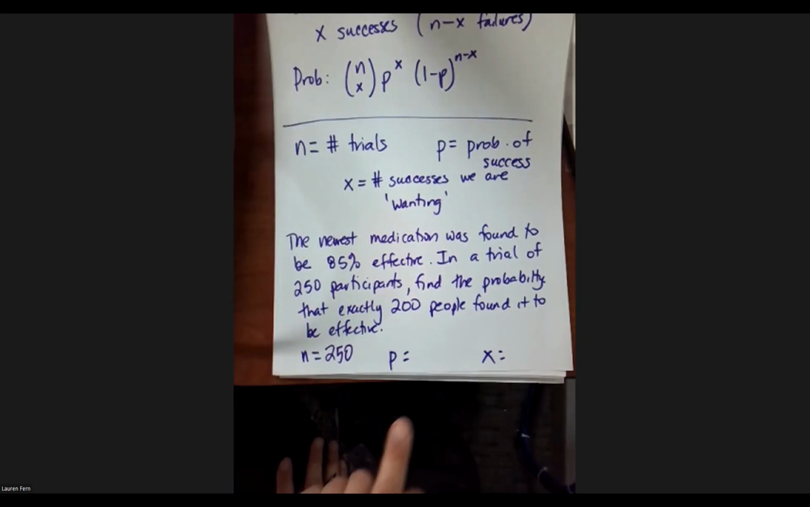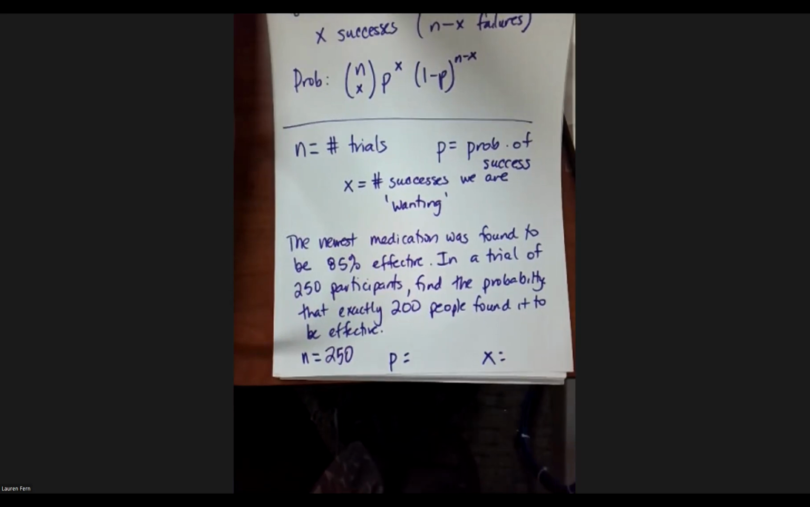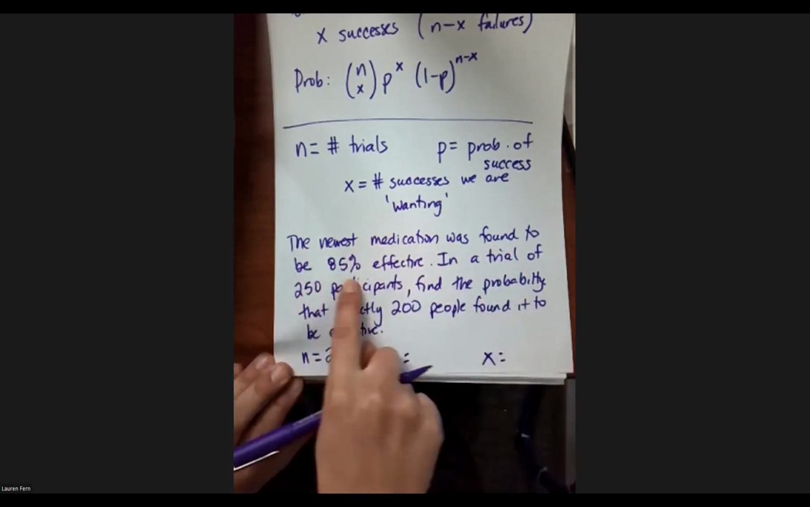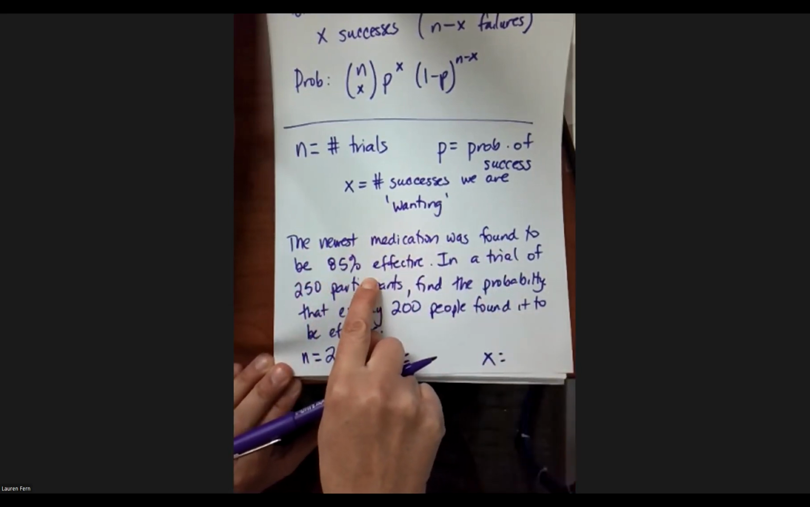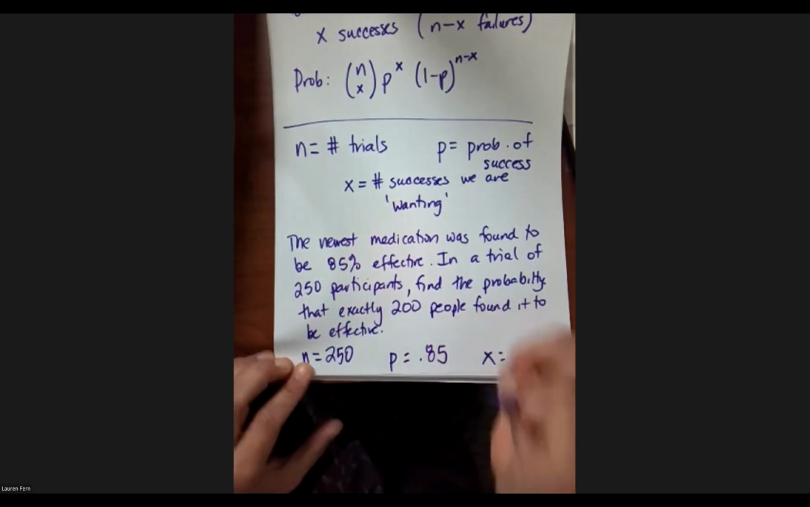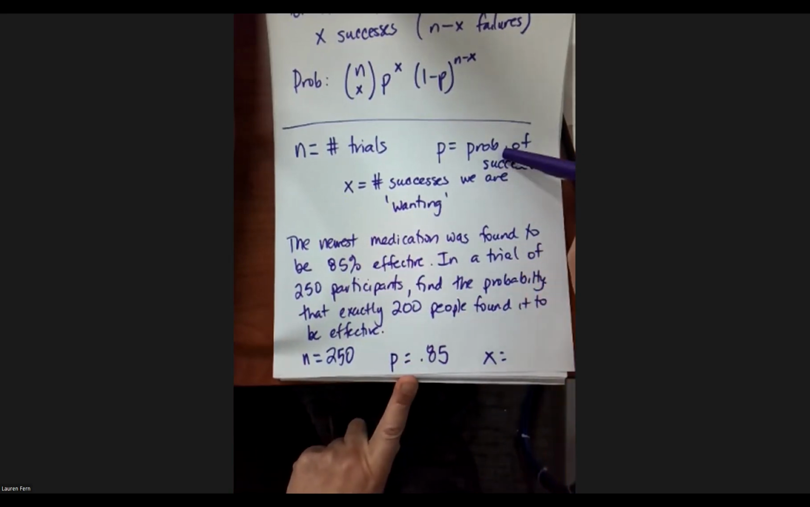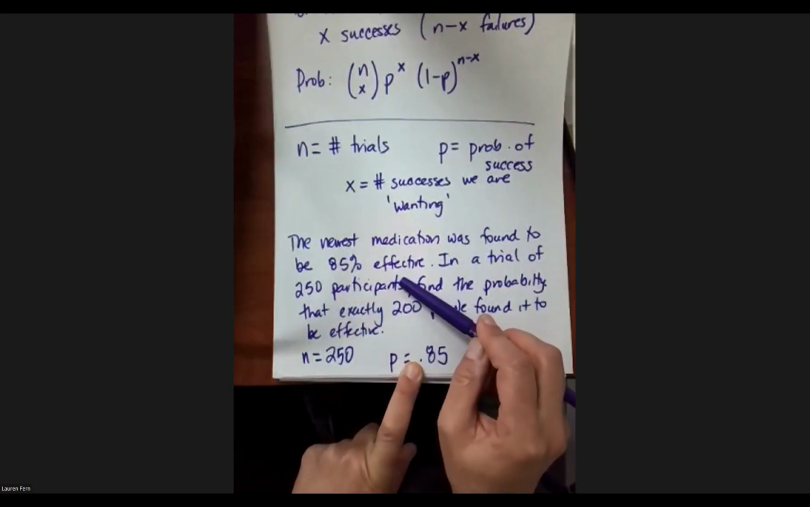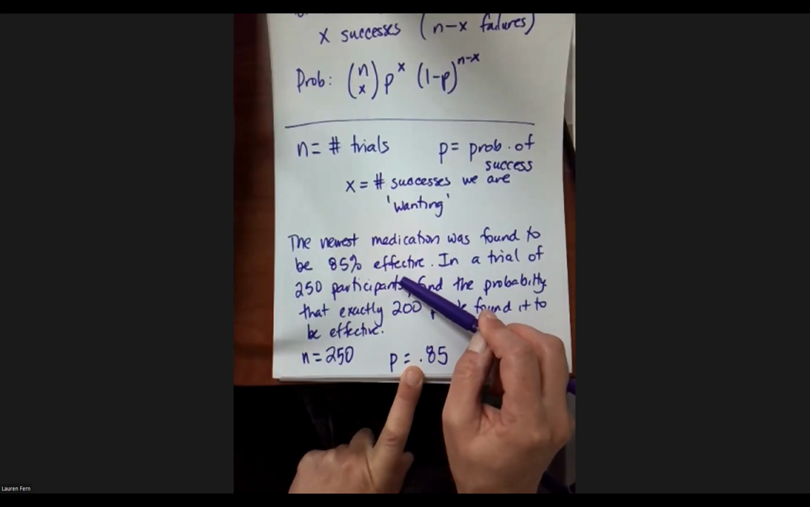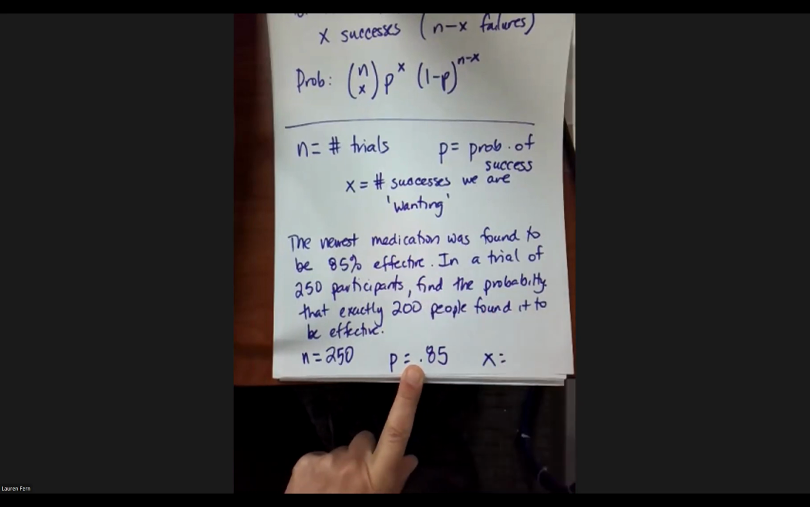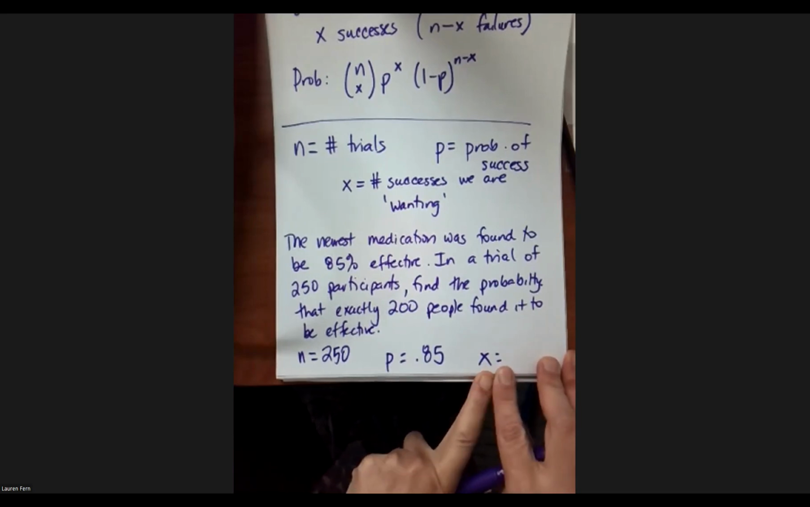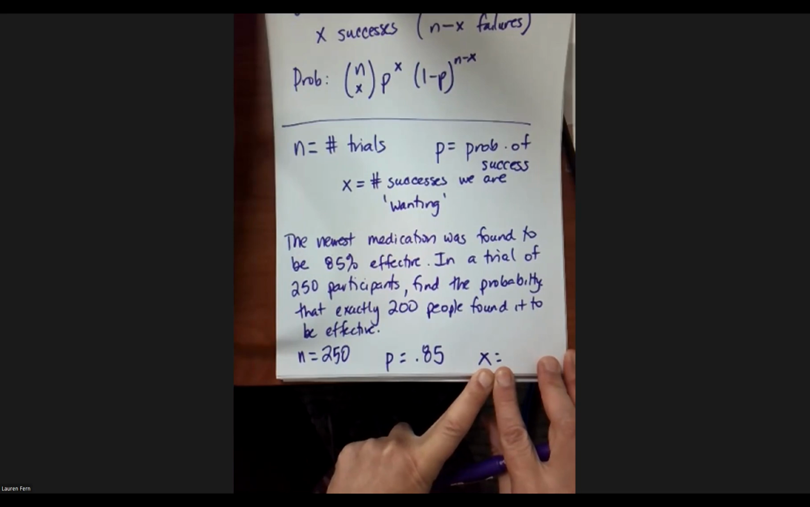Beautiful. What is the probability of success? And let's just assume success means it's effective. Well, how likely is this medication to be effective? Isn't it 85% effective? Change it to a decimal. Your calculator won't let you put it in percent form. Remember, P is the probability of success. And we're told that in general, it's 85% effective. It doesn't change, right? This is an independent experiment. And in this case, what do we want to find the probability of? How many successes?